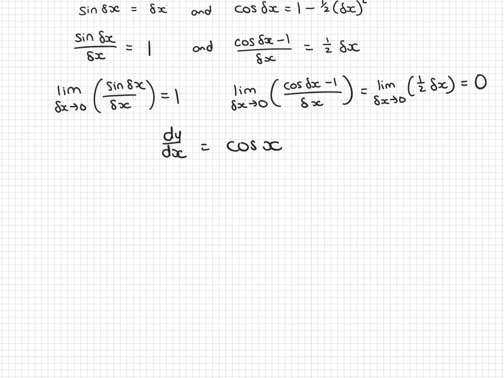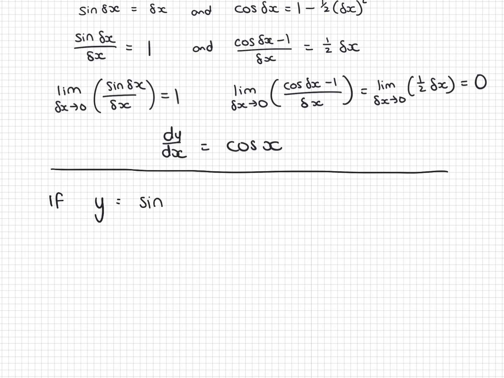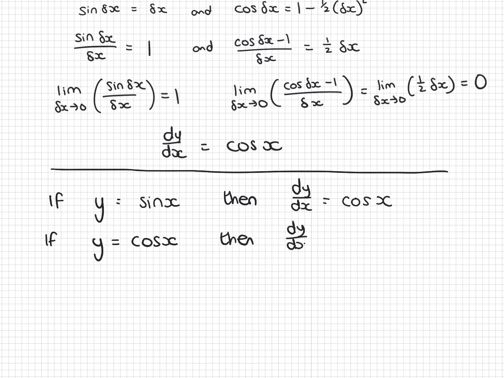So the rule that we've just proven is that if y equals sine x, then dy by dx equals cos x. And you can do exactly the same thing if you start with cos rather than sine. That comes out as saying if y equals cos x, then dy by dx equals minus sine x.